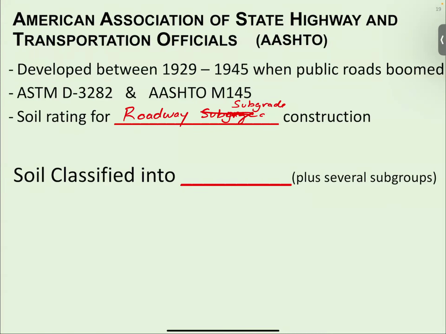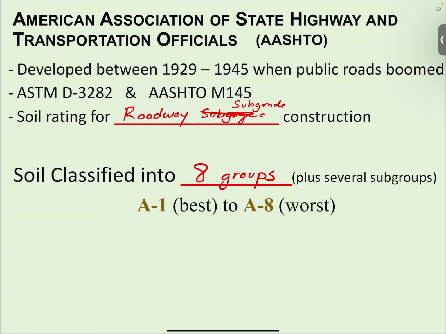So it's somewhat simpler, but a little less intuitive, and it's classified into 8 different groups. The USCS has a bunch of combinations of things, but for AASHTO, we only have 8 primary groups, and then several subgroups, which we'll talk about in a little bit. The main big picture thing we want to look for is these values here. It's always going to be A for AASHTO and then a number after it, A1 through A8. So those are the ratings.